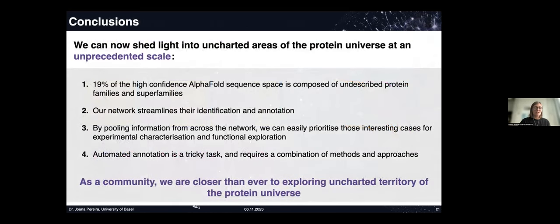With this, I'm finished. I hope I could convince you that, thanks to the deep learning revolution, we are closer than ever to exploring the uncharted territory of the protein universe. Thanks to the huge success of the AlphaFold method, we can now have highly accurate structural information for many of those hypothetical unknown proteins that actually correspond to new biology. Now we can leverage that to learn more about what they do, and our network approach really helps us to more easily pinpoint those cases and prioritize them for experiment.